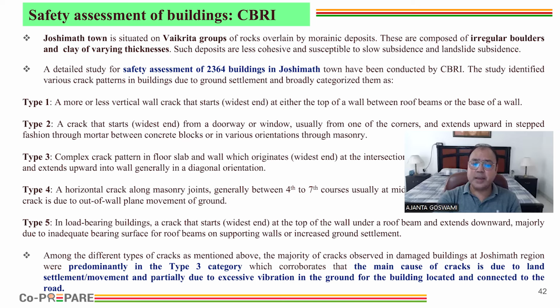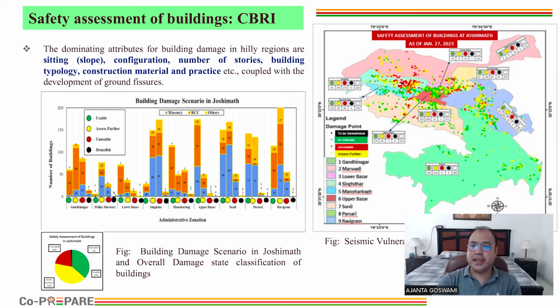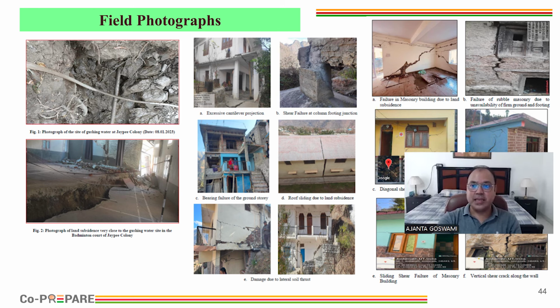Among the different types of cracks, the majority observed in damaged buildings in the Joshimath region are predominantly type 3, which stands for a complex crack pattern in floor slab and wall, which originates at the intersection of the floor slab crack with the wall and extends upward into the wall, generally in a diagonal orientation. This is the safety assessment of buildings by CBRI, and this is the spatial distribution as shown here. You can see different types of building classification, like masonry, RCC, and others. Among them, usable, assess further, unusable, and demolished, which need to be demolished, and what to be done in different wards. Ward-wise, they have done a very detailed study. And these are a few of the field photographs that you can see in that particular area, taken from different sources.